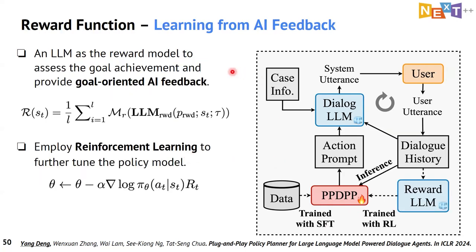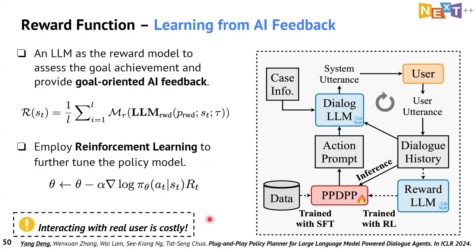Then for the reward function, the authors used another LM as the reward model to assess the goal achievement and provide goal-oriented AI feedback for the whole conversation. The system can interact with real users to collect online interaction data, and combined with the reward from the reward LM, we can conduct reinforcement learning for further tuning the policy planner for long-term goal optimization. So this is also more practical for real-world application. After we collect a certain amount of online interaction data, we can continually improve the planning capability of the policy planner. However, there is still a concern with this kind of approach.